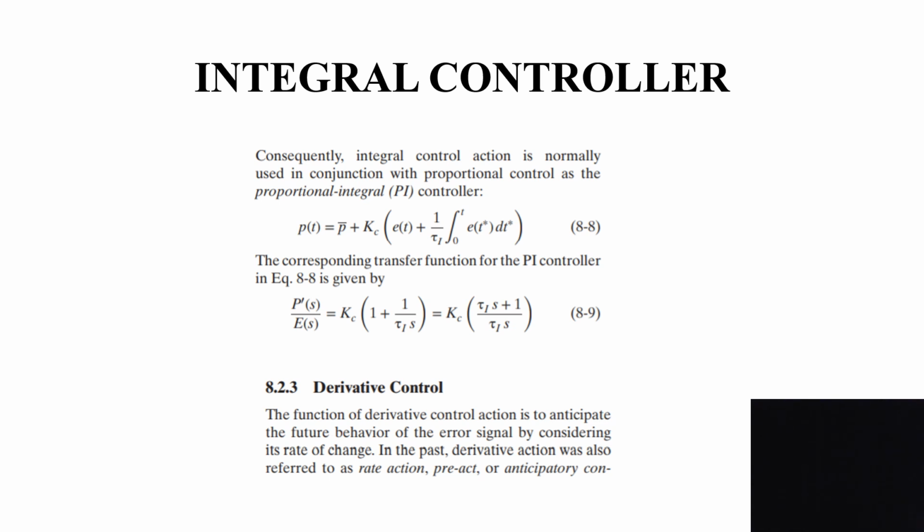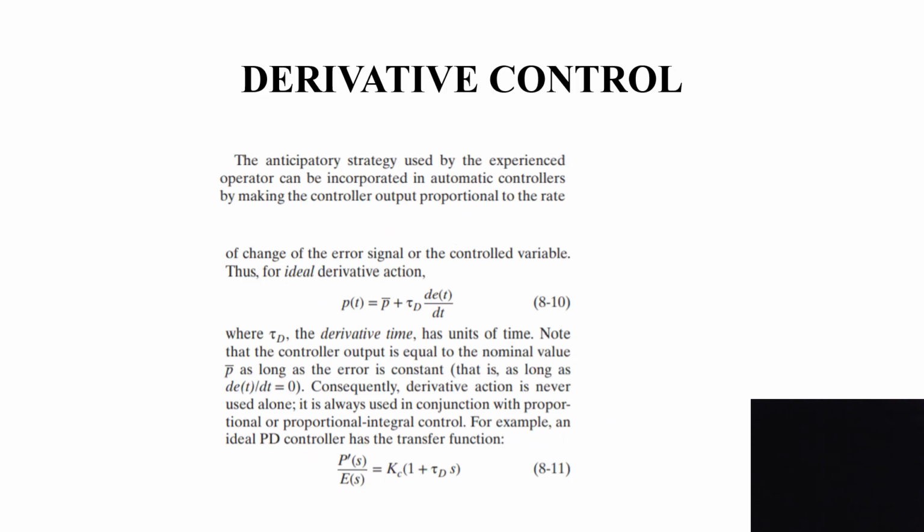Similarly, a proportional control sees the present error, integral control sees the past error, and a derivative control sees the future behavior of the error signal by considering its rate of change. You call that anticipatory control, pre-act, or rate action. So that is called the derivative control.